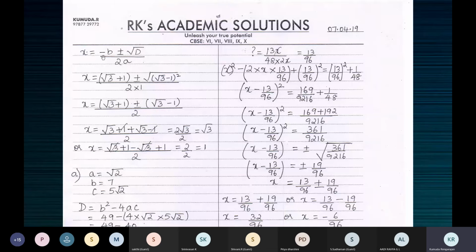Write the formula. X is equal to minus b plus or minus root d by 2a. Minus b: it was already minus, so minus into minus is plus. B was minus root 3 plus 1, so minus b will be plus root 3 plus 1. Plus or minus root d, which we just found, by 2a. So children, minus b, negative b: b already had a minus sign outside, so minus into minus is plus.